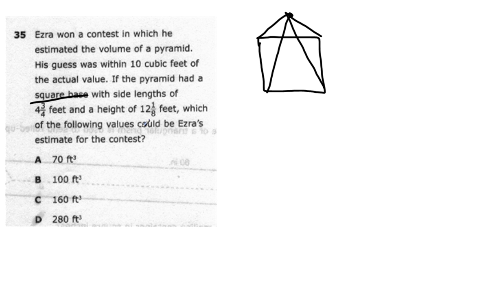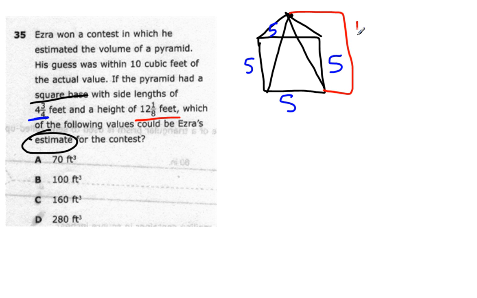Which of the following could have been his estimate? Here's the key word we're going to work with: estimate, because these fractions are kind of bad, and I don't want to deal with that. So side lengths on the base, 4 3/4. We're going to estimate, we're going to say that's close to 5. So here's our side lengths on our base is 5. Height of 12 1/8. I'm not going to deal with that either. We're going to round that. That would round down to 12. So our whole height here is about 12 feet.